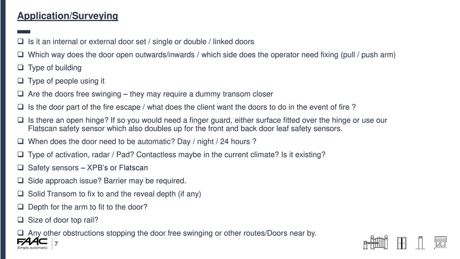They use a 172-point laser system to map out the door and cover any obstacles that are in the way, and make sure that the door operates in a safe manner. The side approach issues: this is where the door may swing open onto the outside, maybe in an open area. If it doesn't open to a return wall, or if the return wall is more than maybe 400 millimeters away, we would recommend a barrier being put there.